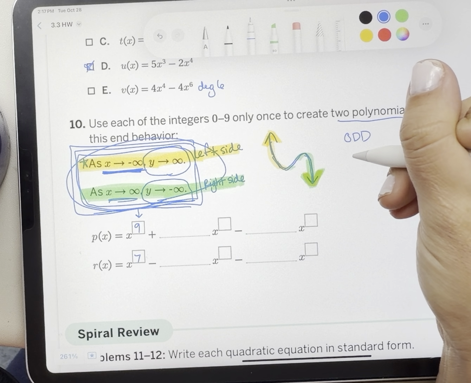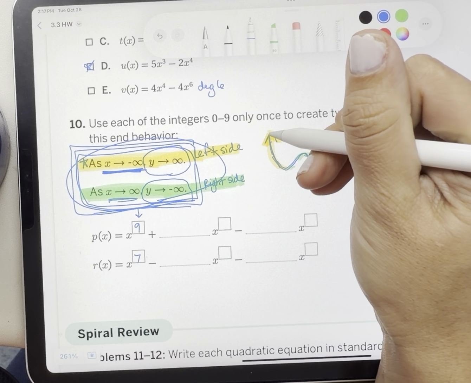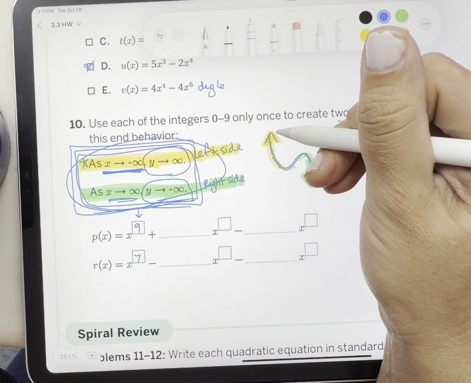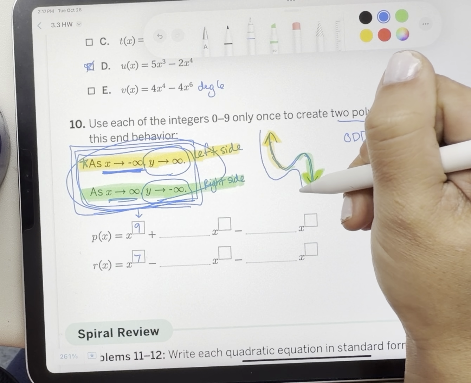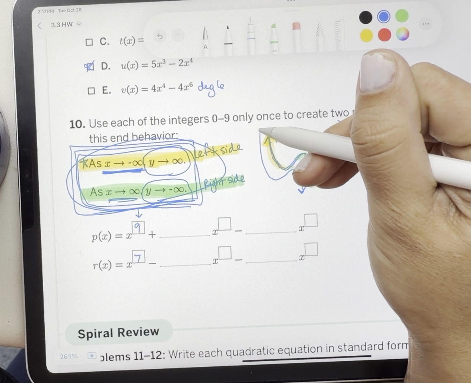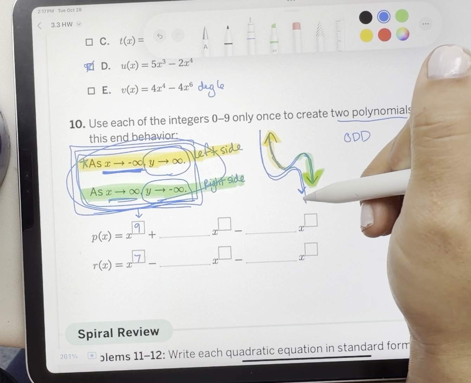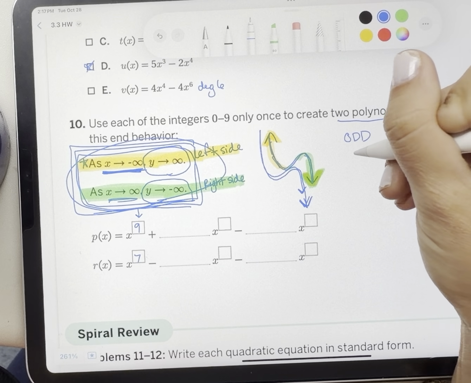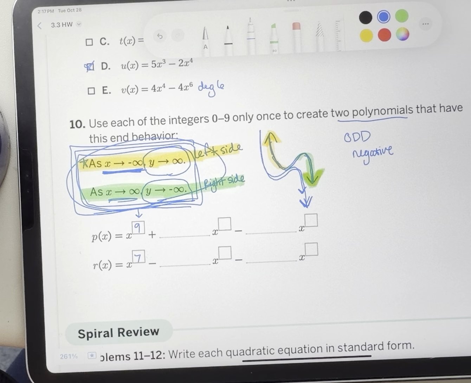Is it positive or negative? Like if you start on the left side, what's happening? What's your trajectory ultimately? Ultimately, you're ending up doing what? It's negative because it's ending up going down. So it is negative.